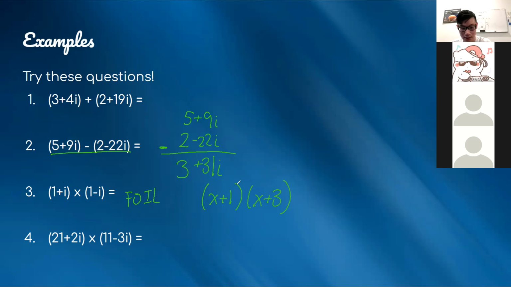x plus 1 times x plus 3. Whenever we do something like this, we can't just do x times x and then add that on to 1 times 3. That's not enough, right? We have to do a special type of multiplication called foiling. And basically foiling is when we take this first number and then multiply it to this number, right? So in this case, it's x times x, which is x squared.